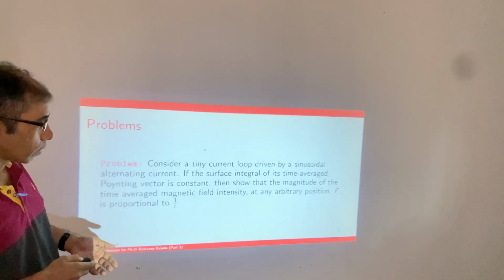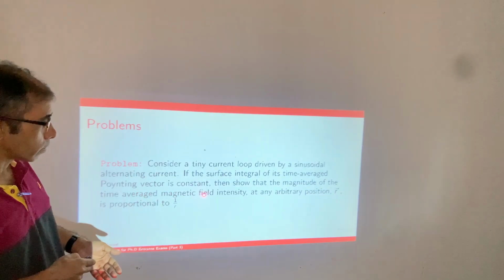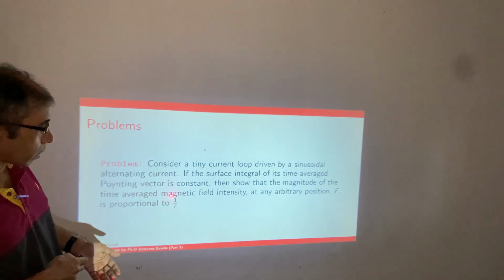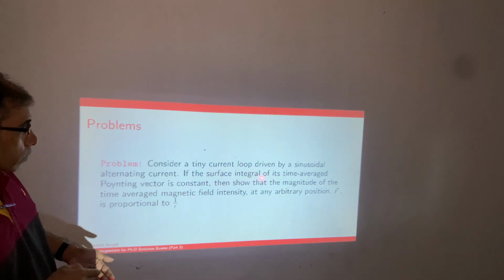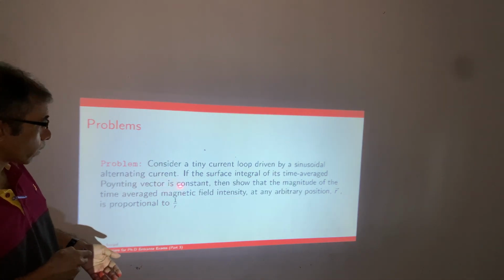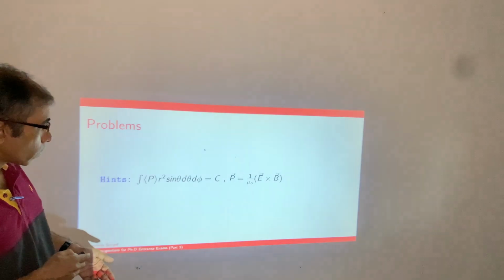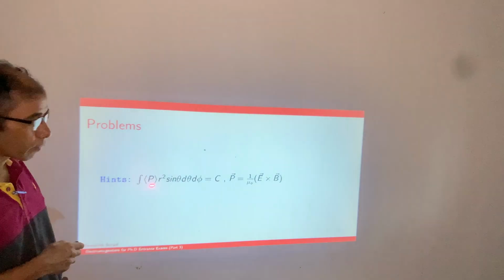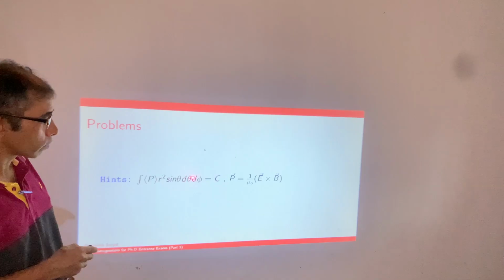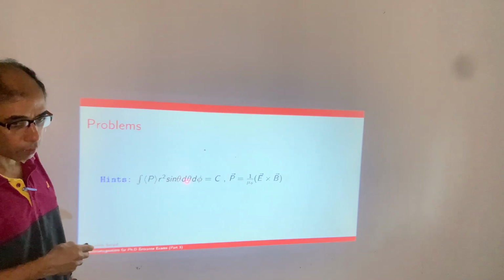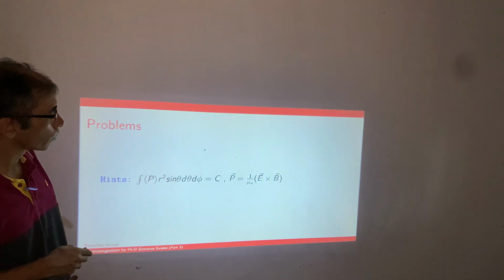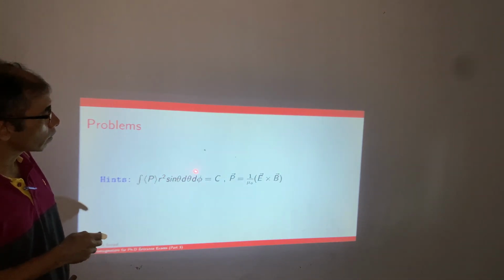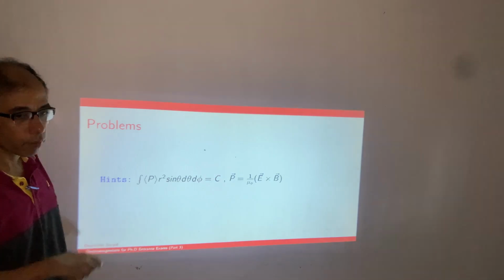So what we have asked is that the time average magnetic field intensity at any arbitrary position is proportional to 1 by r. The surface integral of its time average Poynting vector is constant. So this is my time average Poynting vector, and this is over the surface of a sphere of radius r. So r is a constant. So what we are saying is this is independent of r.